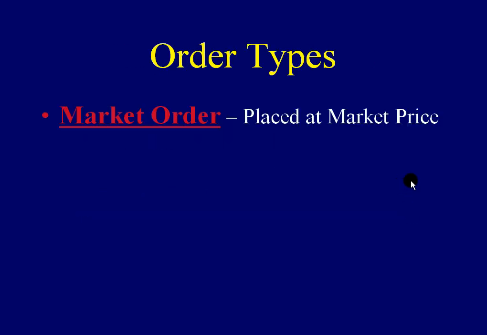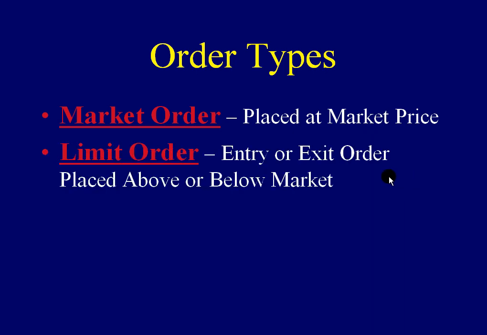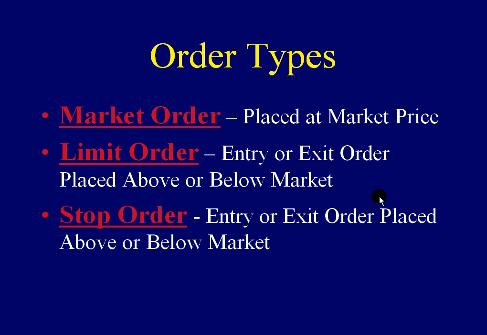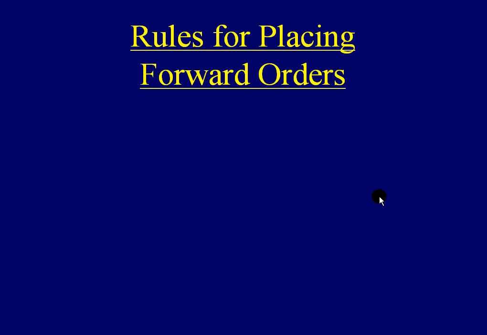Now there are order types. A market order is an order that's placed right at the market price, where you actually press the button at a specific price at a specific time, which the order actually goes in at market. A limit order is an entry or exit order that is placed above or below the market, which will be triggered at some future date. A stop order is an entry or exit order that is placed above or below the market that will be triggered at some future time. Okay, and let's go into that in more detail.